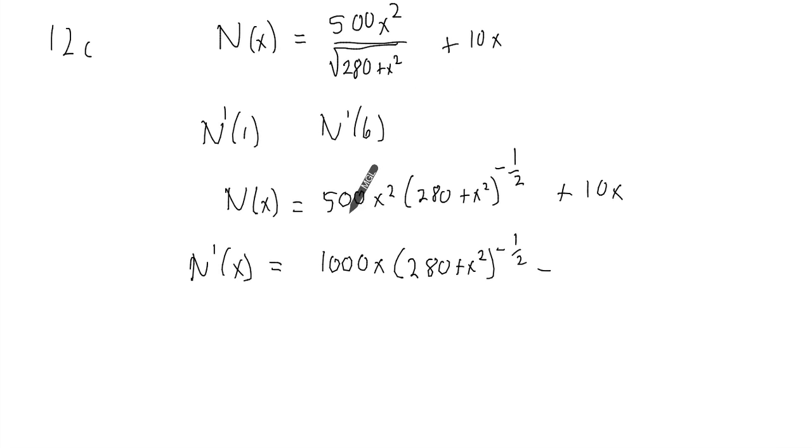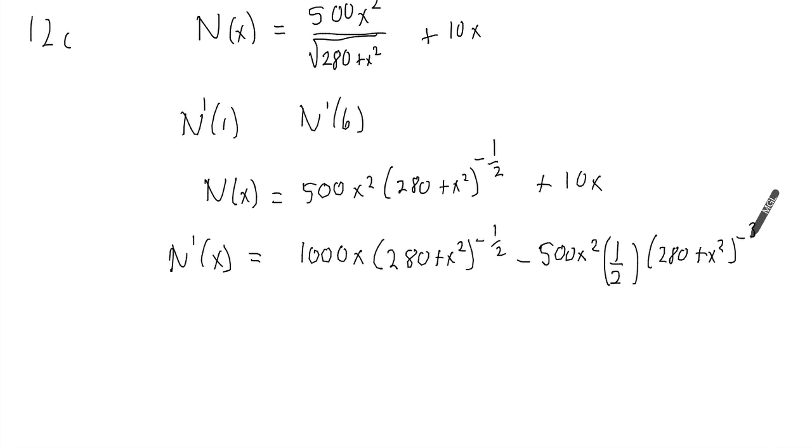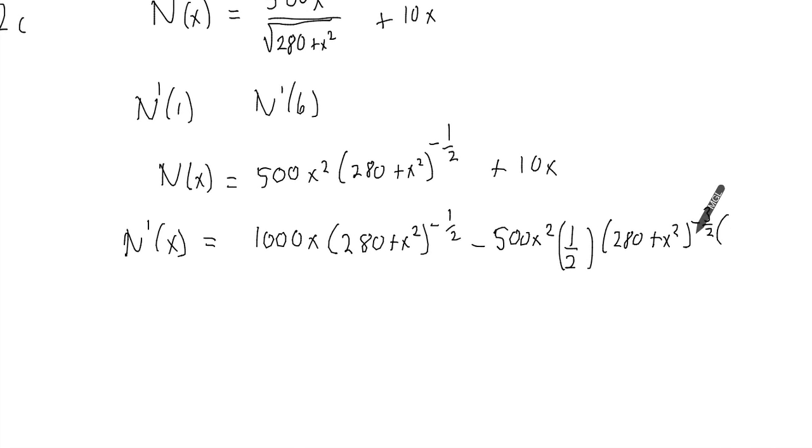Now the 1/2 comes down, so this is where it becomes tricky. So I'm going to do this all in, I'll split it into 2 steps. So I get 500 x squared. Now this negative is already here, the 1/2 comes down, and I'm going to get times 280 plus x squared to the power of now -3/2, because that's 1 less than -1/2. Now times the derivative of the inside, which is just going to be 2x.